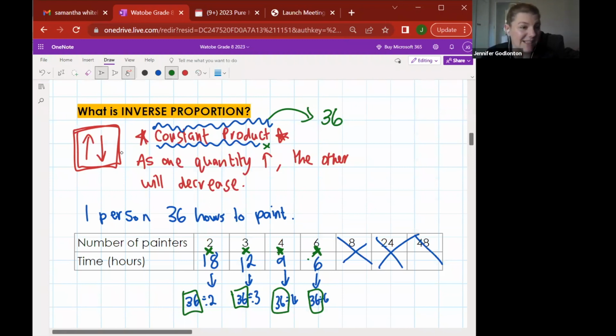Exactly. Constant means that something doesn't change. So something is going to stay the same. So the constant is telling us that something's going to stay the same, and the product is telling us that we're going to multiply them. And so if we multiply the number of painters by the time, we should always get the same number. And that's telling us what our constant product is. And we can use our constant product to find things when we need to, but we'll talk about that more when we start dealing with some questions.